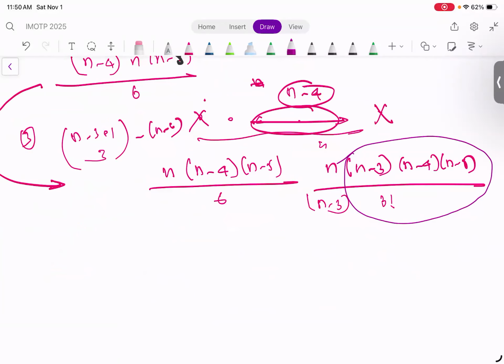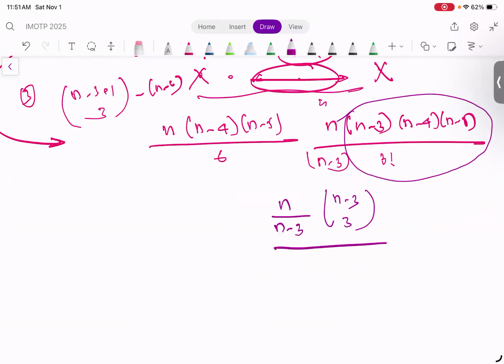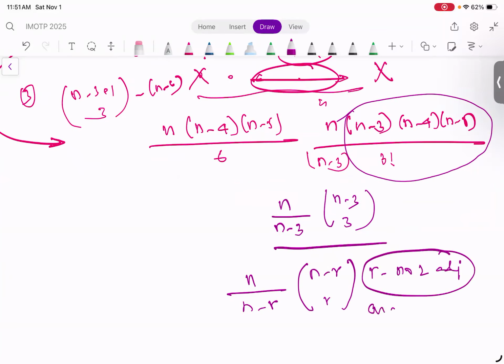N minus 3 choose 3. Yes, so it is n by n minus 3 into n minus 3 choose 3. Here's the number of this. It's very nice. So now I can guess that if I want to choose r of that like this, it will be n by n minus r into n minus r choose r. This is the number of ways of choosing r such that no two are adjacent around a circle.